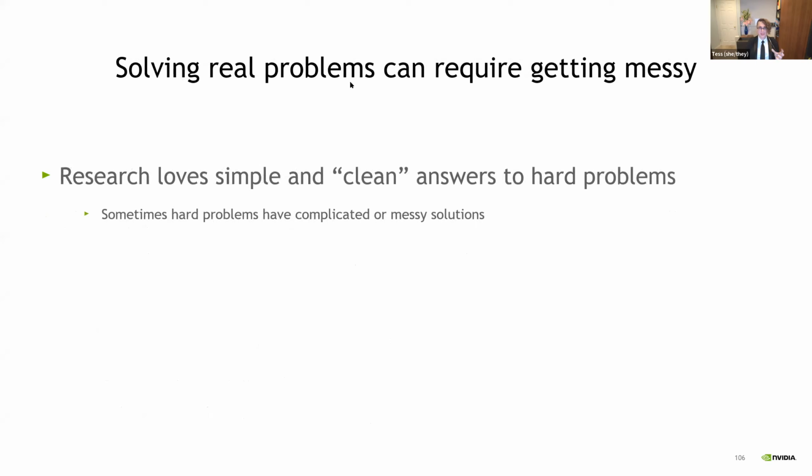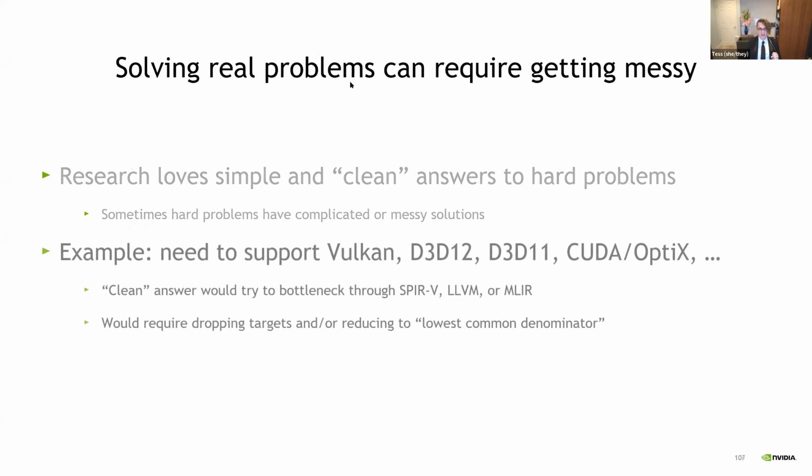So to get into some details of how this has worked so far, I want to note that solving real problems instead of just research problems can require being willing to get messy. I think the research community has a tendency to love simple answers to hard problems and has a hard time accepting that sometimes real problems in the real world have solutions that are complicated or messy. To make a concrete example, we needed to support a bunch of different graphics APIs and a bunch of different compilation targets.